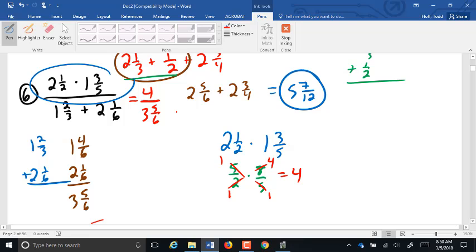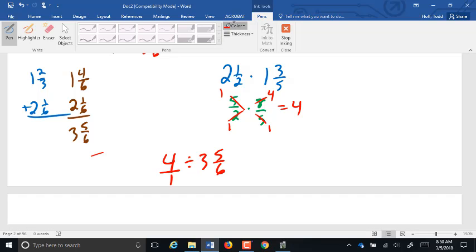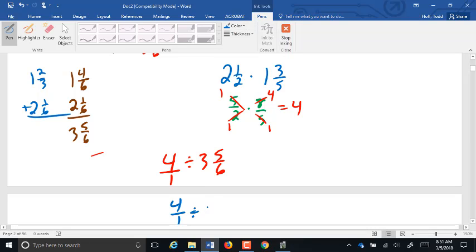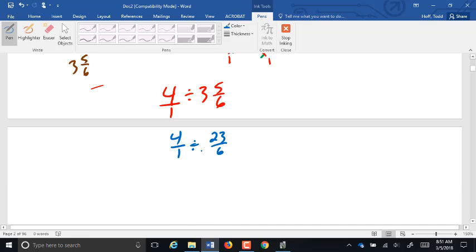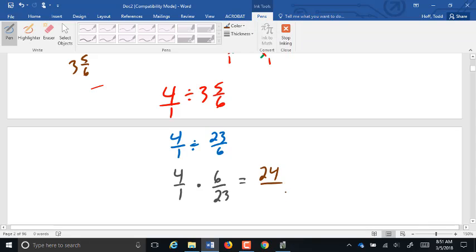So now how do we do that whole number divided by a fraction? Well, first we have to make the 4 over 1. We have to make the 3 and 5/6 become 23/6. 3 times 6 is 18 plus 5 is 23. Then 4 over 1 doesn't change. We turn this into 6 over 23. 4 times 6 is 24. 1 times 23 is 23. So that's 1 and 1/23.